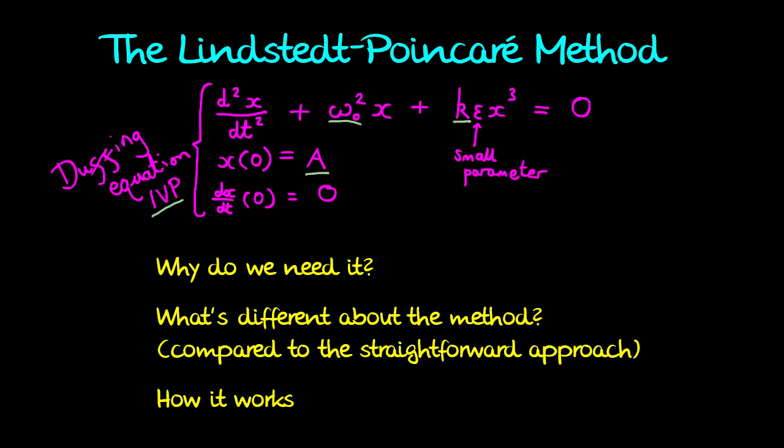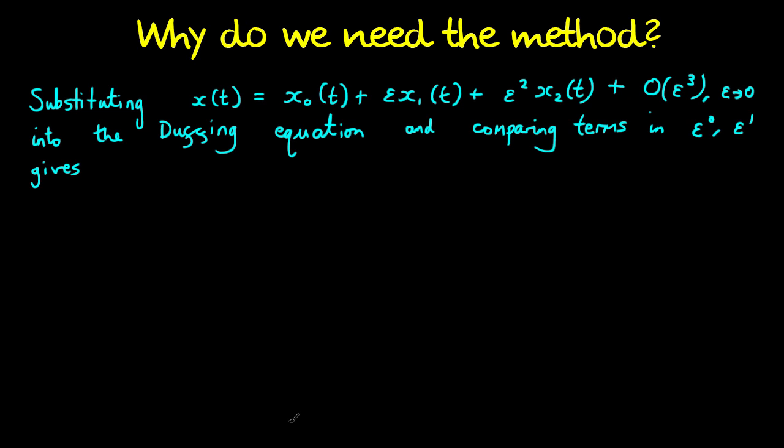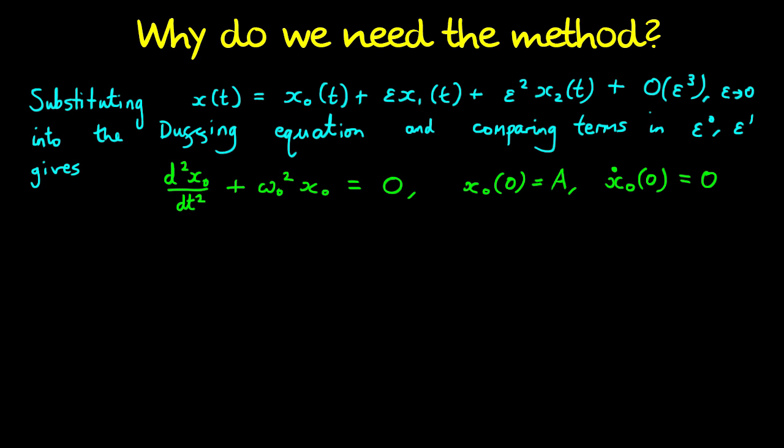Okay, so let's quickly look at why we actually need this method. Why does the straightforward approach not really get us anywhere? Well, if we just do our normal approach, what we've been calling straightforward asymptotics, of substituting in a power series expansion of x into the Duffing equation, in other words, we say let x equal x0 plus epsilon x1 plus epsilon squared x2 and so on. Then if we compare terms of epsilon to the naught, epsilon to the 1 and compare coefficients, then the first equation we get from comparing terms in epsilon to the naught looks like this. So this is just a second order ordinary differential equation.